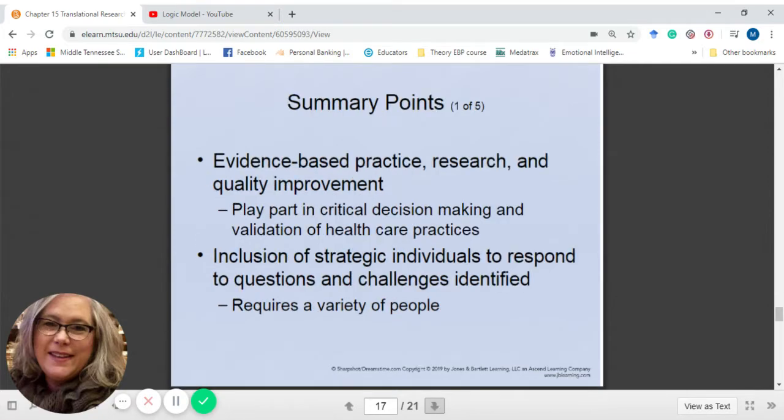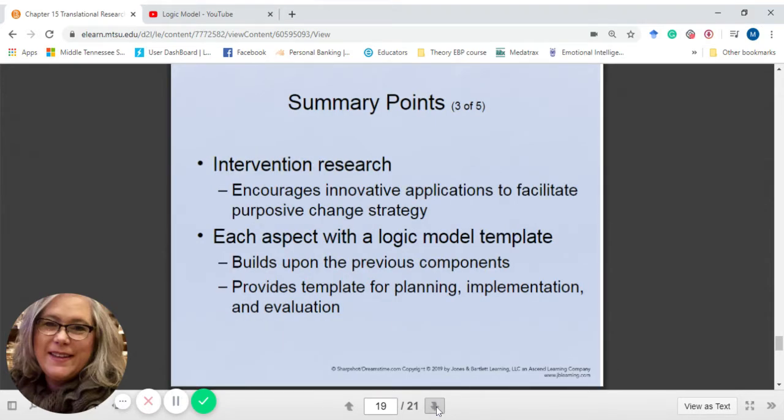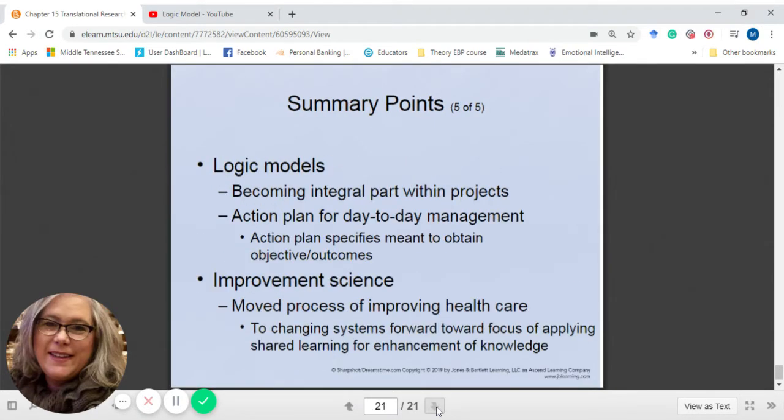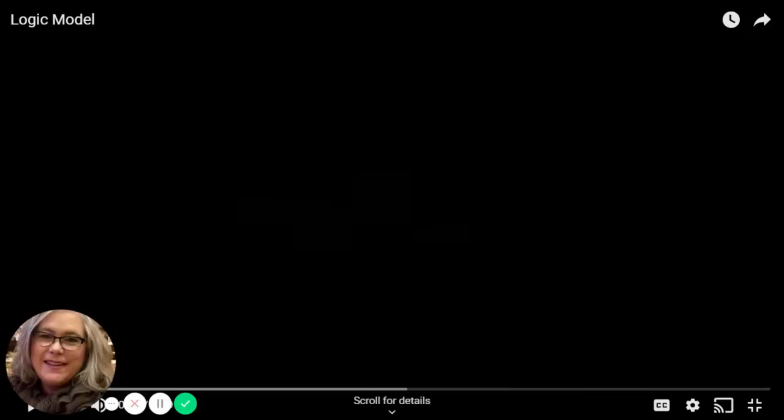And here's some summary points that I'm going to click through. And you can look at those and look at your chapter. And I'm going to show you a logic model video. If I can get it to start.